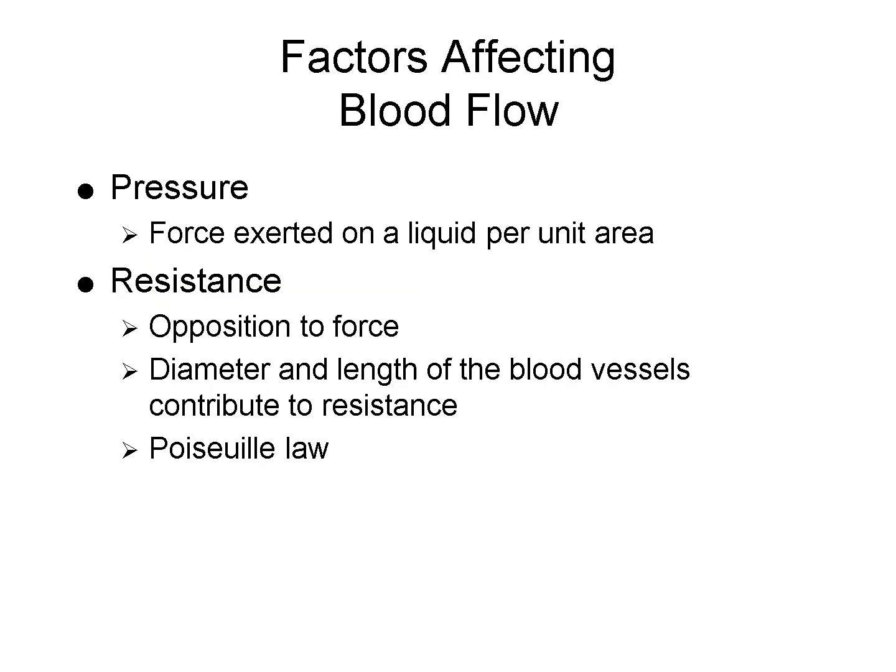Blood flow is driven by pressure and opposed by resistance. Resistance depends on vessel diameter and length. Narrower vessels increase resistance. Poiseuille's law describes this relationship mathematically. These factors collectively determine how easily blood moves through the circulatory system.